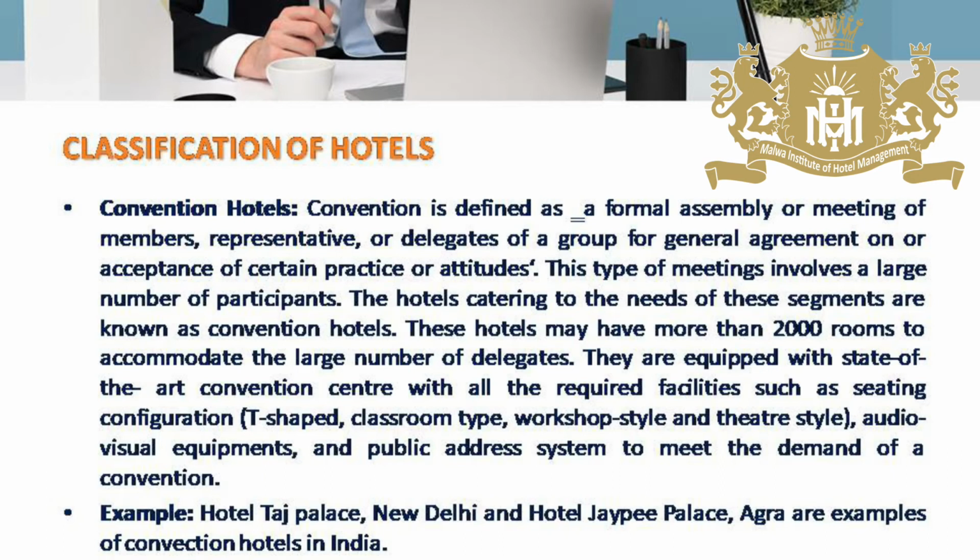These hotels may have more than 2,000 rooms to accommodate the large number of delegates. They are equipped with a state-of-the-art convention center with all the required facilities such as seating configurations, T-shaped, classroom type, workshop style and theater style, audiovisual equipment, and public address system to meet the demand of a convention. Example: Hotel Taj Palace, New Delhi and Hotel JP Palace, Agra are examples of convention hotels in India.